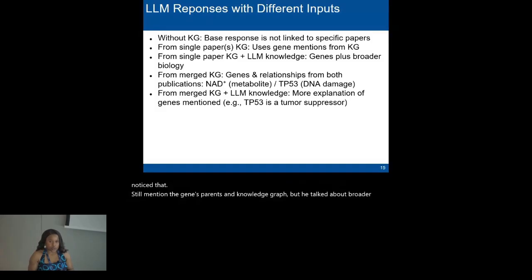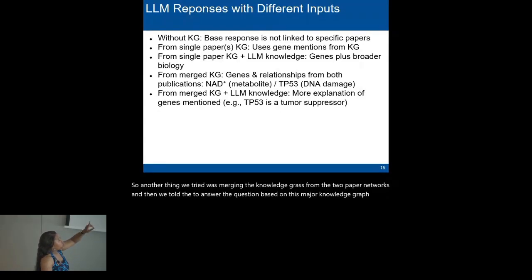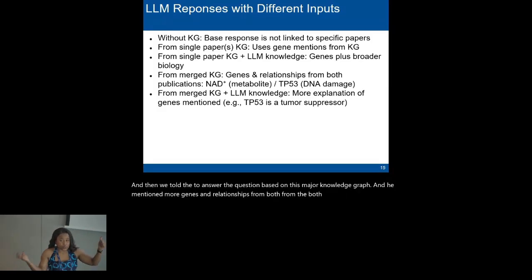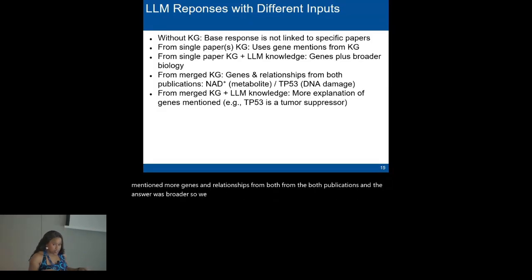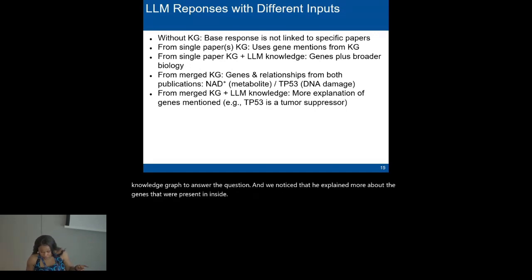Another thing we tried was merging the knowledge graphs from the two paper networks, and then we told the LLM to answer the question based on this merged knowledge graph. It mentioned more genes and relationships from both publications, and the answer was broader. We also asked it to make use of its knowledge and the merged knowledge graph to answer the question, and we noticed that it explained more about the genes that were present inside our knowledge graph.